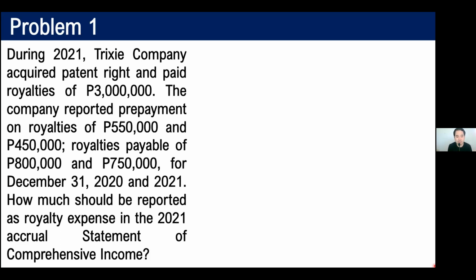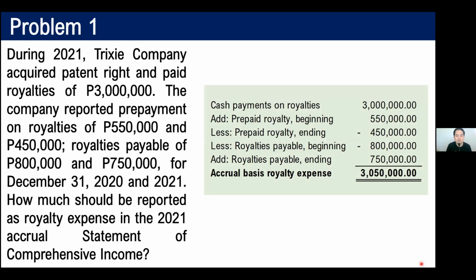So how will you be interpreting the problem? So it is cash basis expense going to an accrual basis expense. Okay? So this will be your solution for that. You get first your cash payment for royalty, which is 3 million. And then the prepayment at the beginning of the period is 550,000. You need to add that because that might be expired na at the end of the period. So add mo muna yung 550,000.